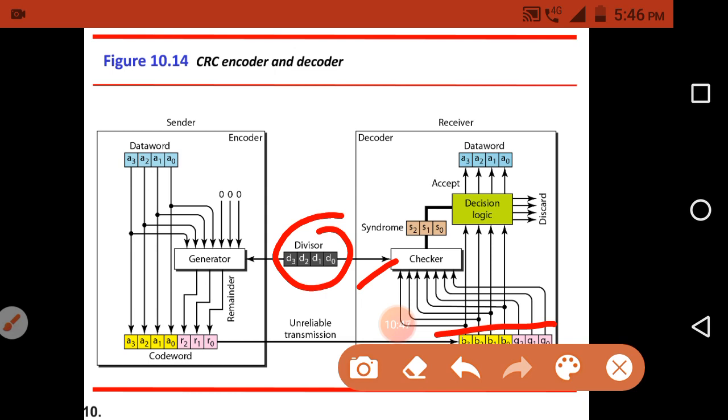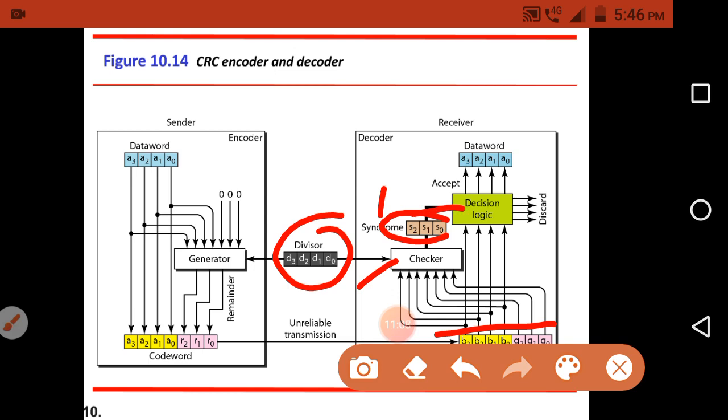After that, we get the syndrome value. The syndrome value is nothing but the remainder here. That is also a 3-bit remainder, so the syndrome value is in 3-bit form, and that we need to pass to the decision logic analyzer.